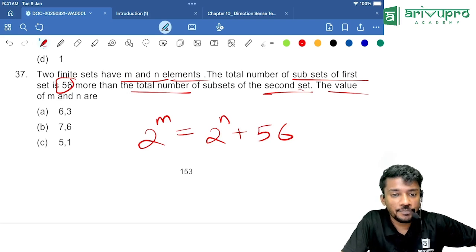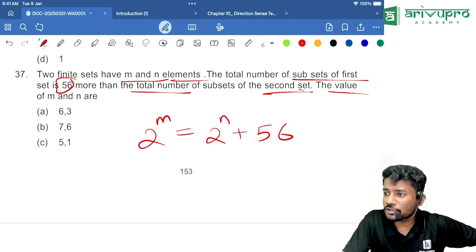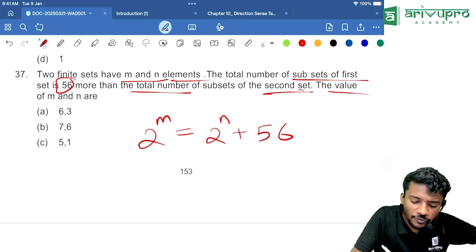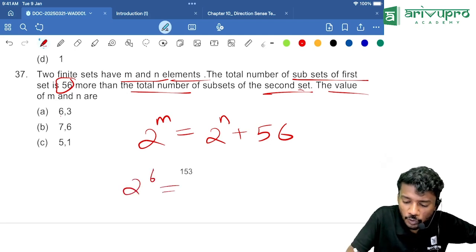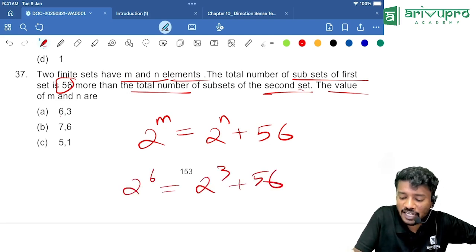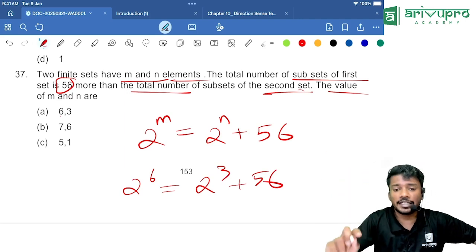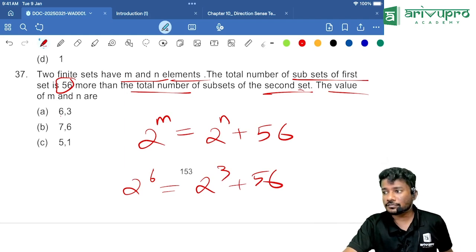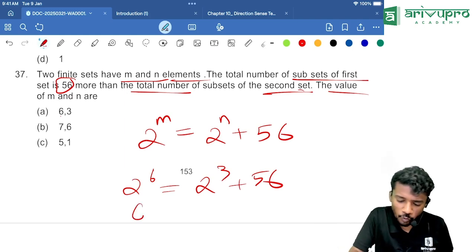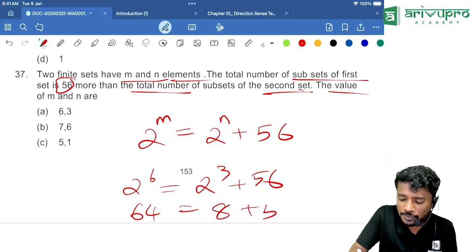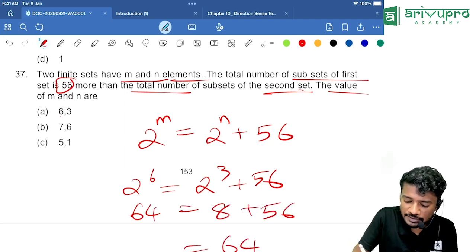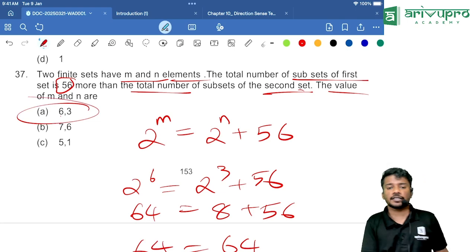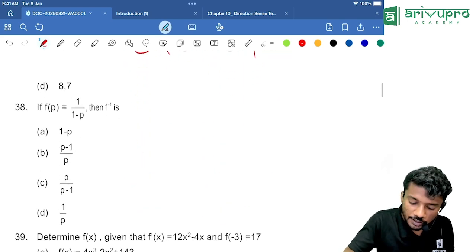Am I correct? What will you do next? We did this question in the marathon also. What is it? Option hit. Take the first option. 2 raised to 6 is equal to 2 raised to 3 plus 56. If LHS is equal to RHS, that's our answer. Is it equal to RHS? 2 raised to 6 is how much? 64. 2 raised to 3 is how much? 8. 8 plus 56 is equal to 64. LHS is equal to RHS. Option A is our answer. Got it? Yes.